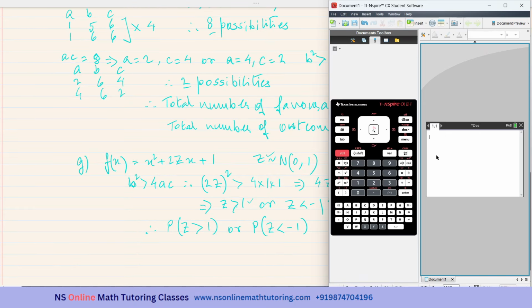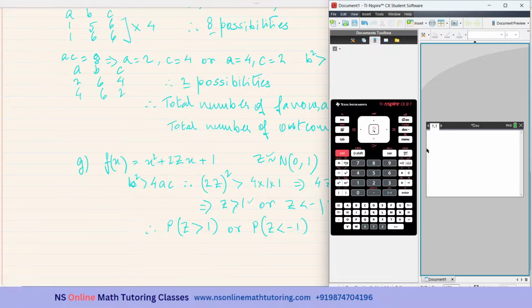Another thing that I have to say is, one of my channel viewers was asking whether a CAS calculator can be used in the IB examination. No, you cannot use the CAS calculator, and this is not a CAS calculator. This is the TI-Nspire CX II, the CX II student software. So it is the TI-Nspire CX II calculator that I use. This is not a CAS calculator.